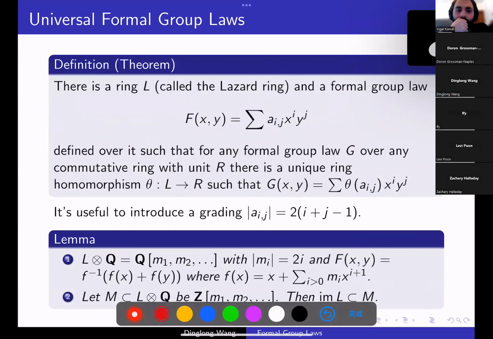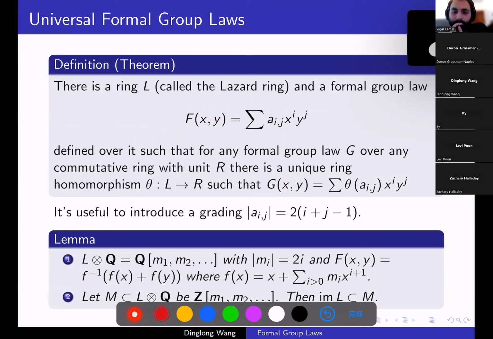So there's a universal ring L called the Lazard ring, and a formal group law defined over it, such that for any formal group law G over any commutative ring with unit R, there's a unique ring homomorphism from L to R, such that the formal group law is induced by the F(x,y) here.